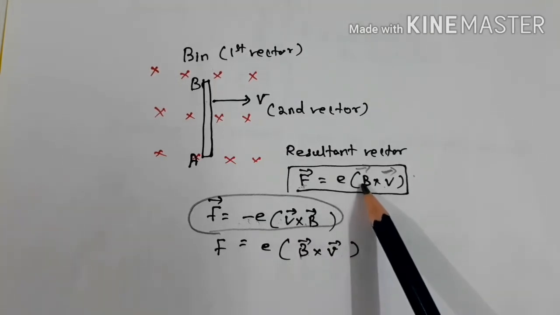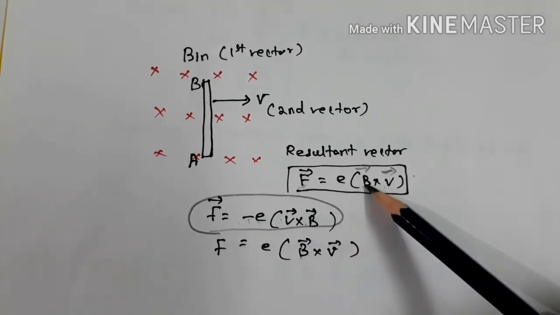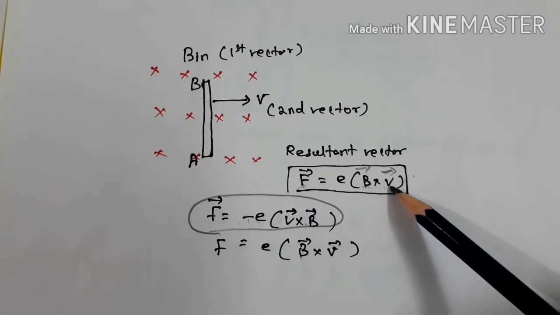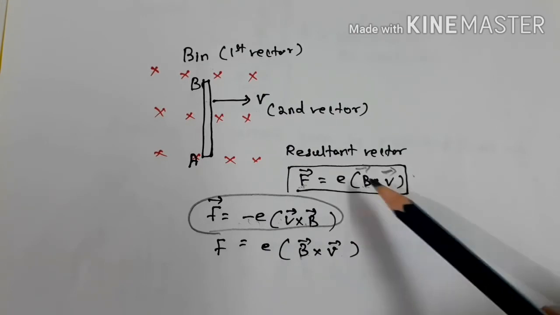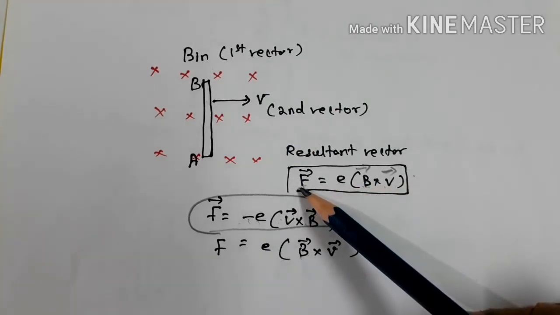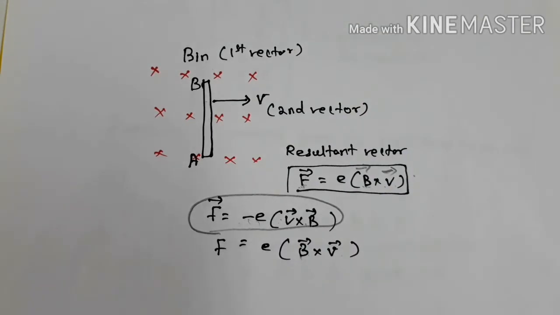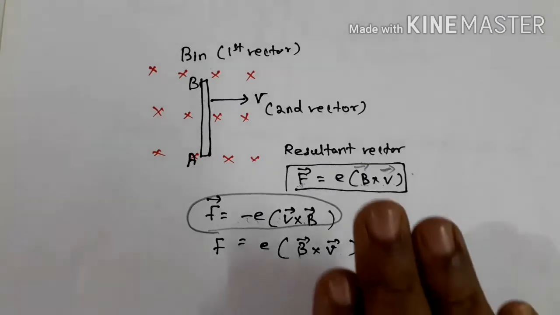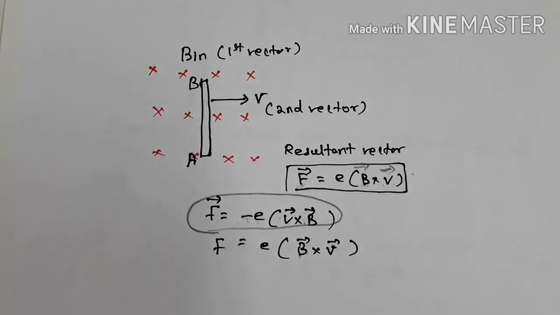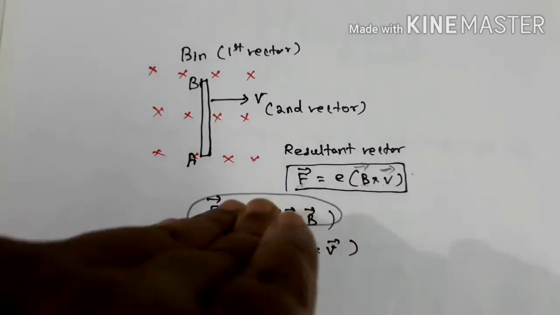That is what I have written here. You can take this to be the first vector and this is the second vector. The resultant of these two vectors is the F vector, the Lorentz force. So B is the first vector, second vector V. We will try to apply the right hand thumb rule. For that, you have to take all four fingers and place them in the direction of the first vector. That is, all four fingers should be inside the paper.